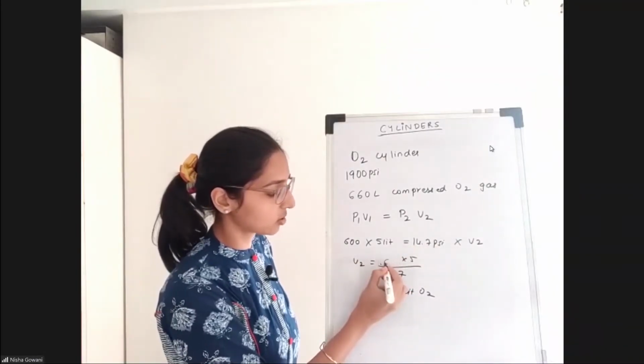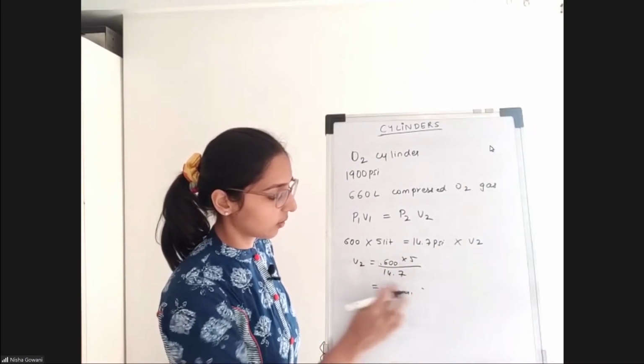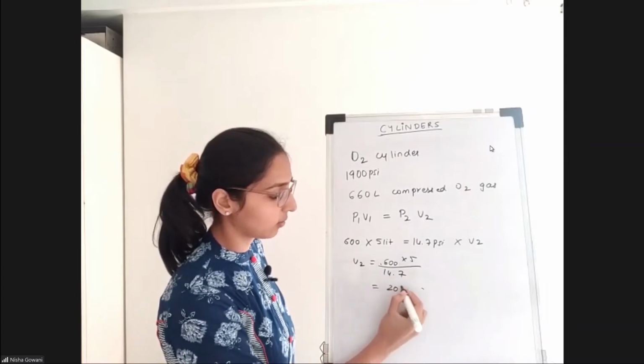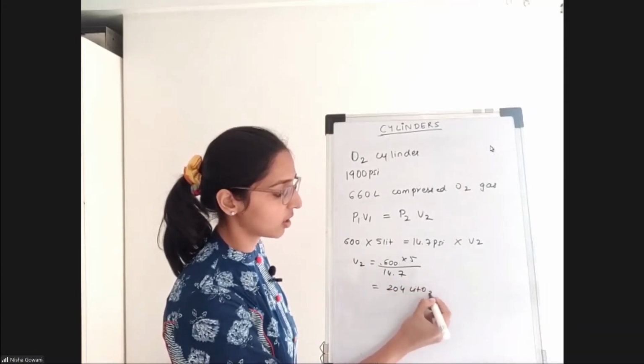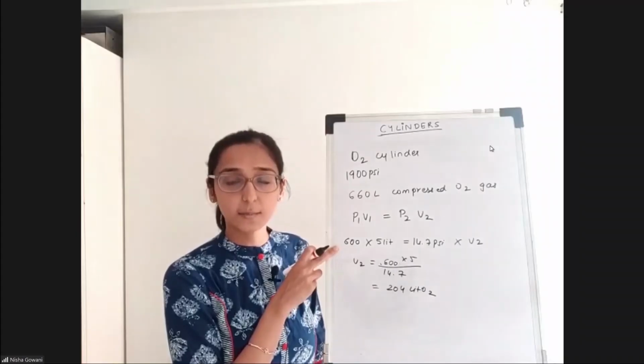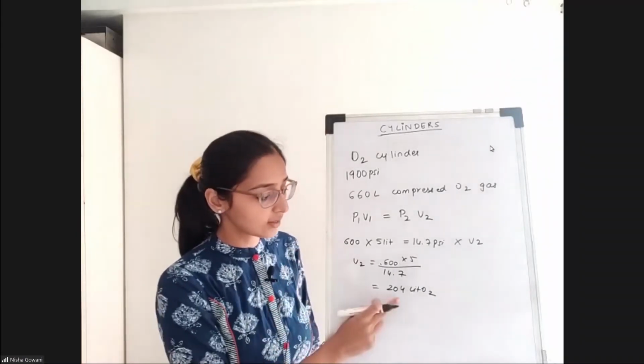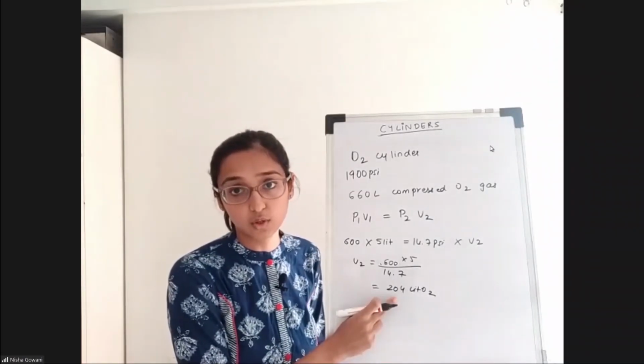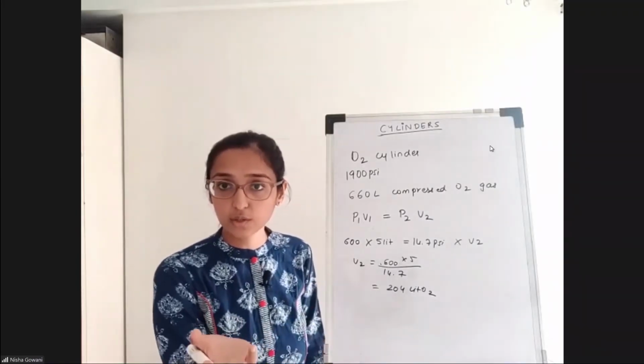Let's calculate. If you put 600 over here, when you calculate, it will come to around 204 liters of oxygen. So if the cylinder has only 600 psi pressure reading on it, it's going to provide us with 204 liters of oxygen. How long is this 204 liters of oxygen going to last us?